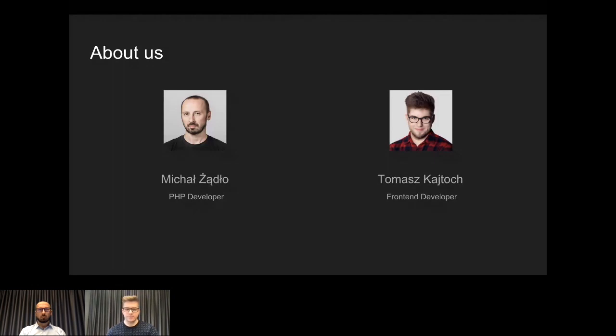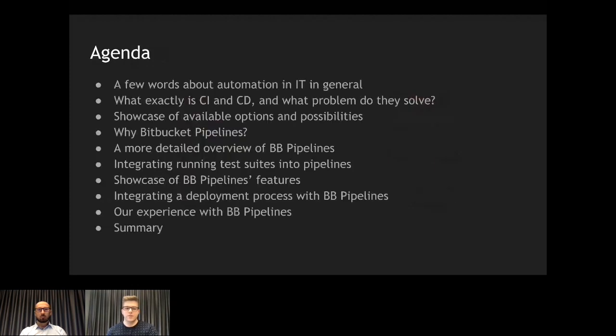All right, so let's move forward to the agenda. We will start this webinar with saying a few words about automation in IT in general. Then we'll talk about what exactly is CI and CD and what problems do they solve. Then we will do a showcase of available options and possibilities using BitBucket pipelines and other tools on the market. Then we will dive into answering why we choose BitBucket pipelines over other tools.